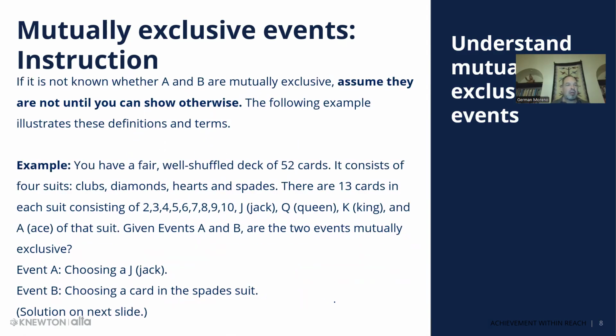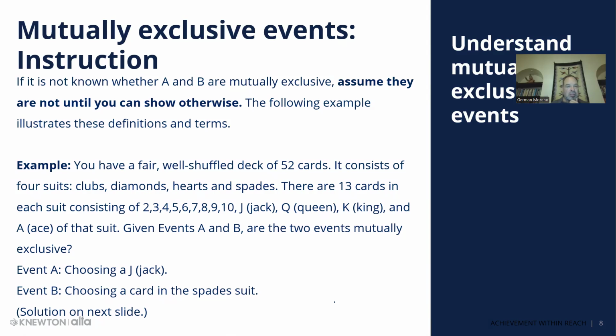Okay. If it is not known whether A and B are mutually exclusive, assume they are not until you can show otherwise. The following example illustrates these definitions. You have a fair, well-shuffled deck of 52 cards, which consists of 4 suits: clubs, diamonds, hearts, and spades.